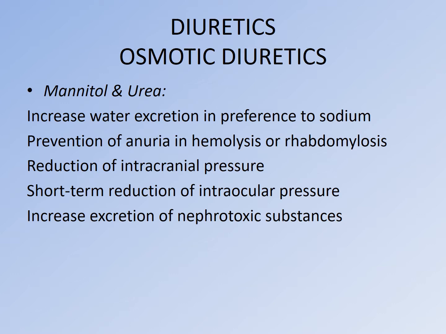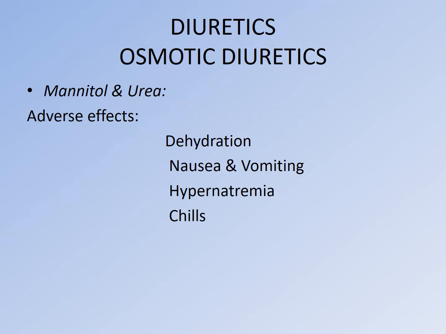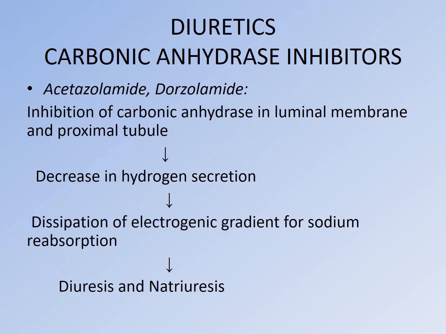They are used to reduce intracranial pressure and for short-term reduction of intraocular pressure in situations of glaucoma, but they're not considered first line for the treatment of glaucoma, and also to increase the excretion of nephrotoxic substances and certain anti-cancer drugs such as cisplatin. The typical adverse effects that you're likely to see with mannitol and urea are dehydration, which is dose dependent, nausea and vomiting, hypernatremia, and chills.